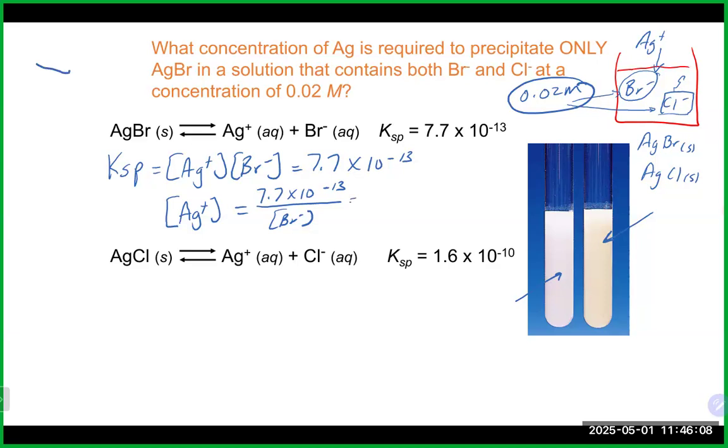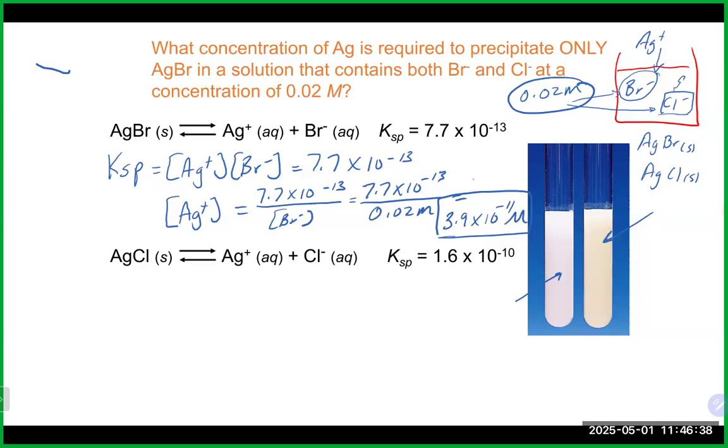So putting my numbers in gives me 7.7 times 10 to the minus 13 divided by 0.02 molar. And if I punch it in right, we'll get something like 3.9 times 10 to the minus 11 molar.